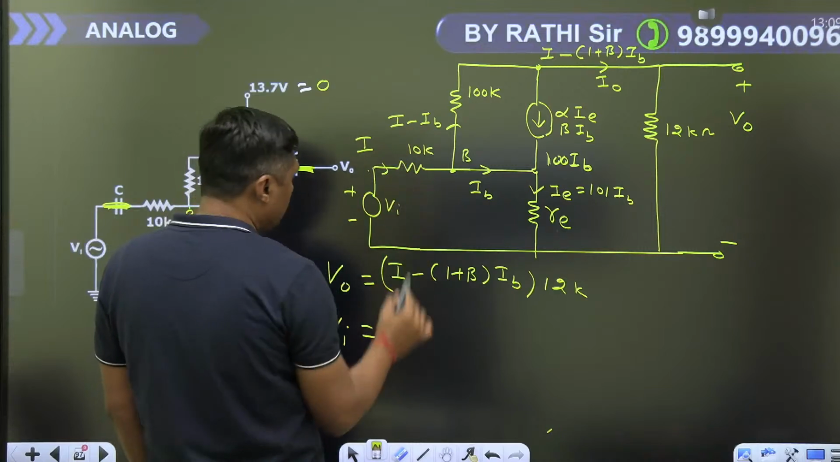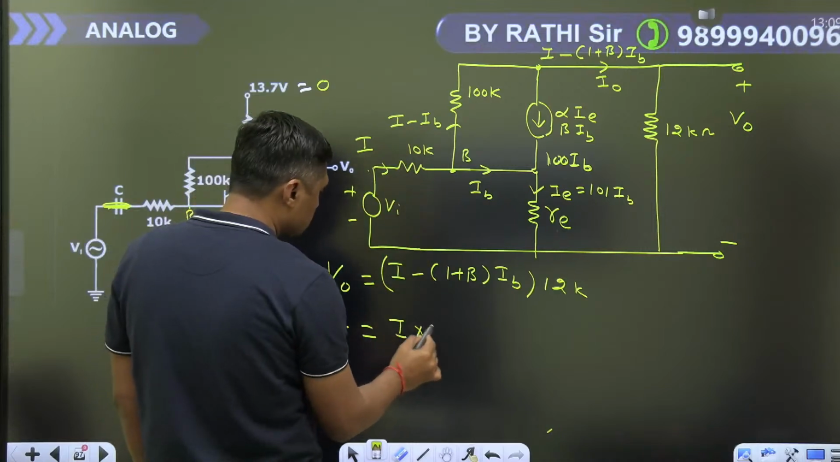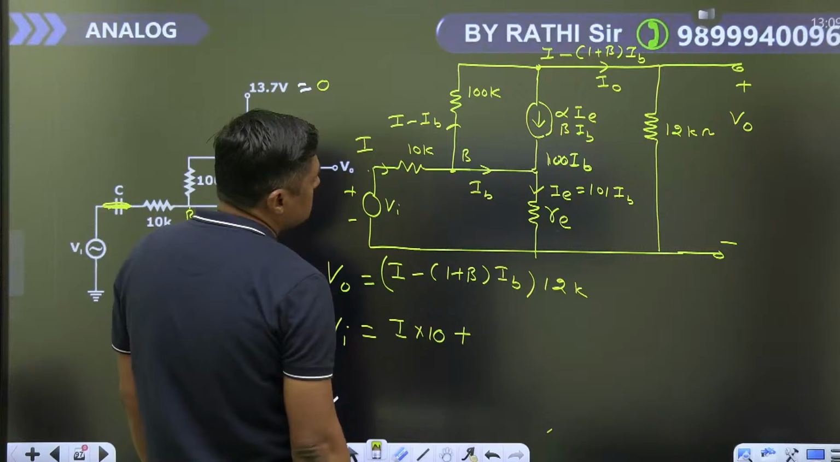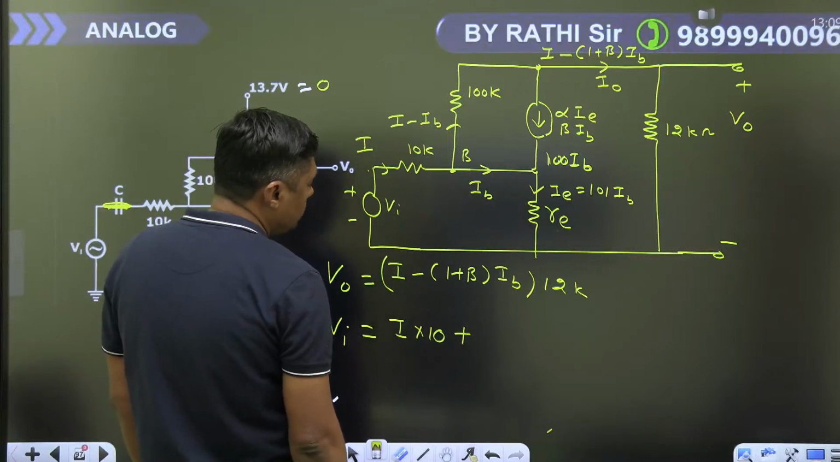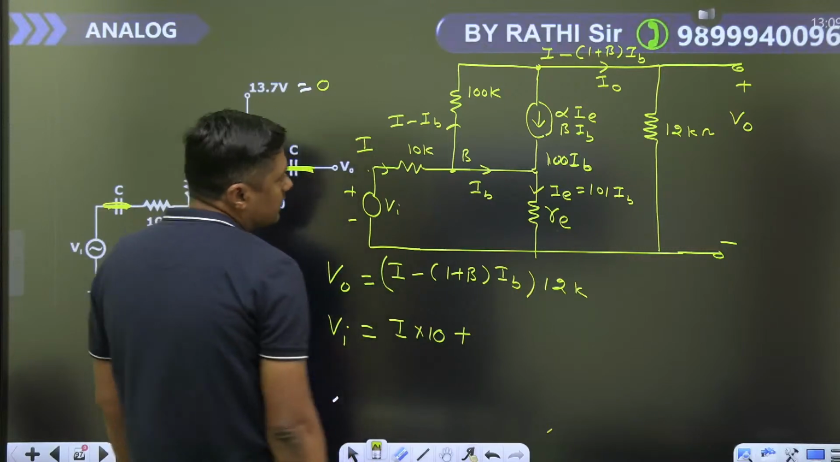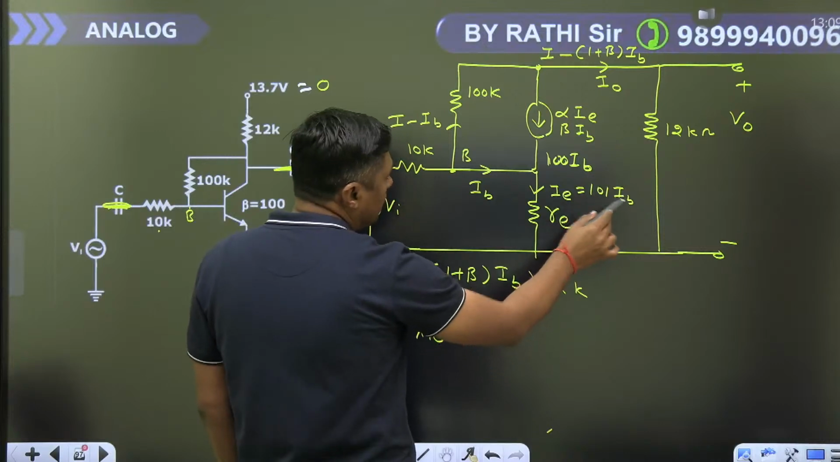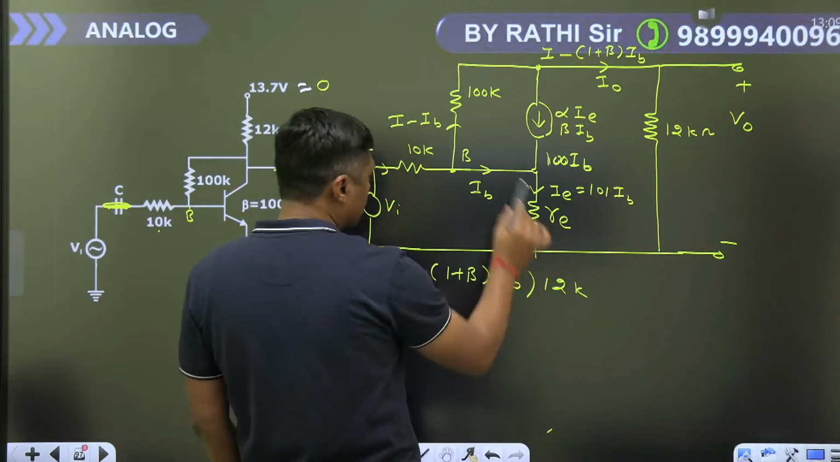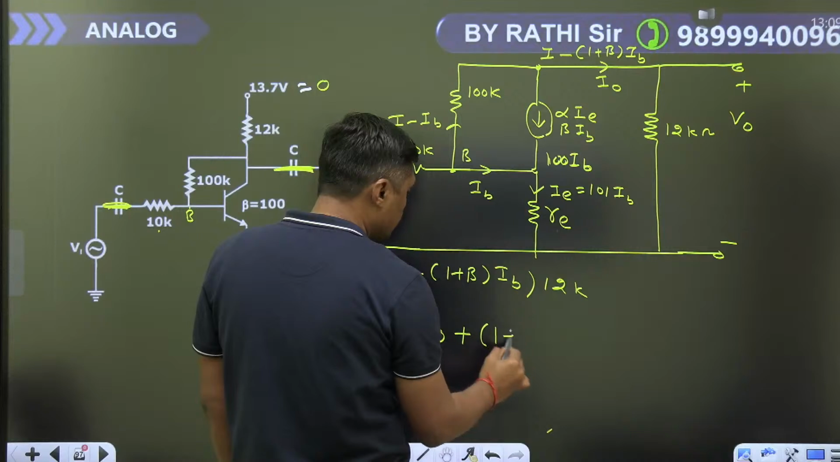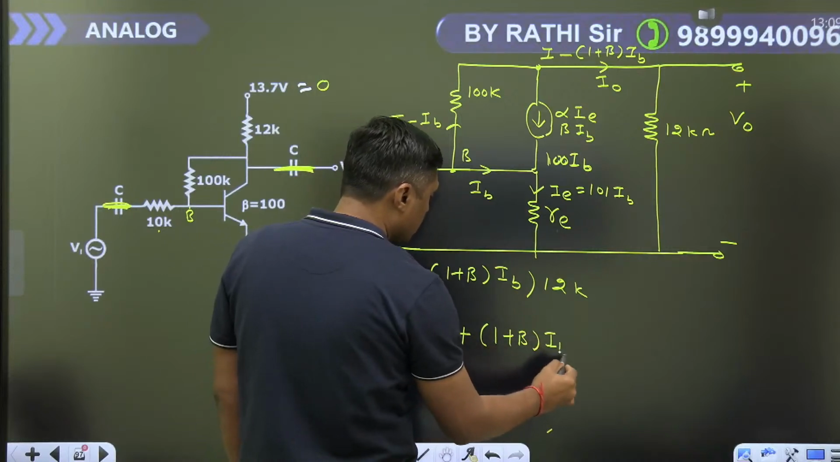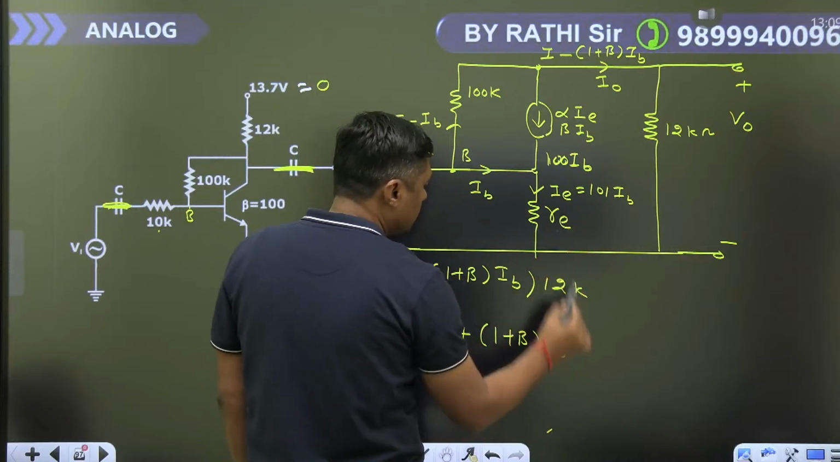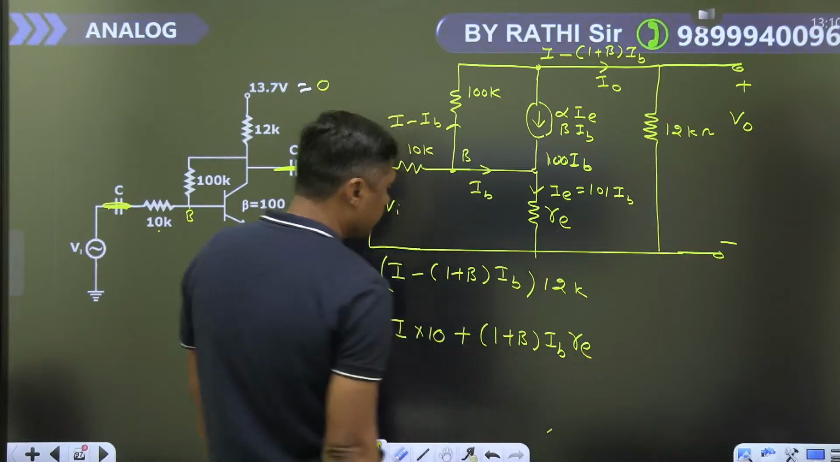I into 10 kilo ohm plus I into 10 kilo ohm plus 101 IB into RE. This is the loop. So this is called 1 plus beta times IB into what? RE. What is the RE? Already we have the answer for RE.